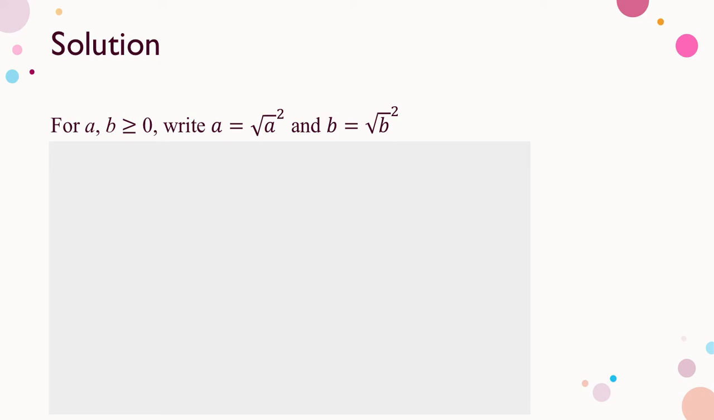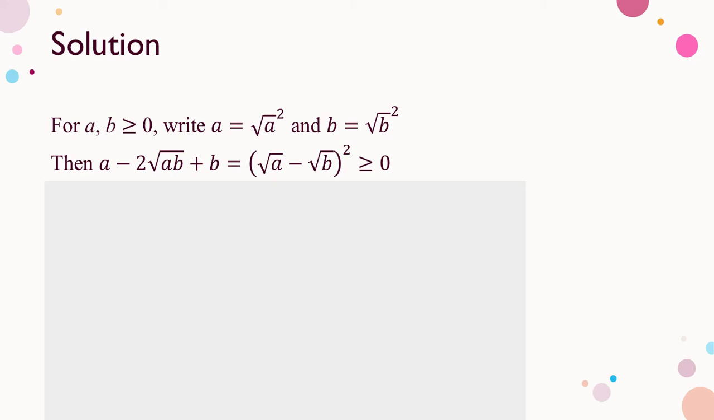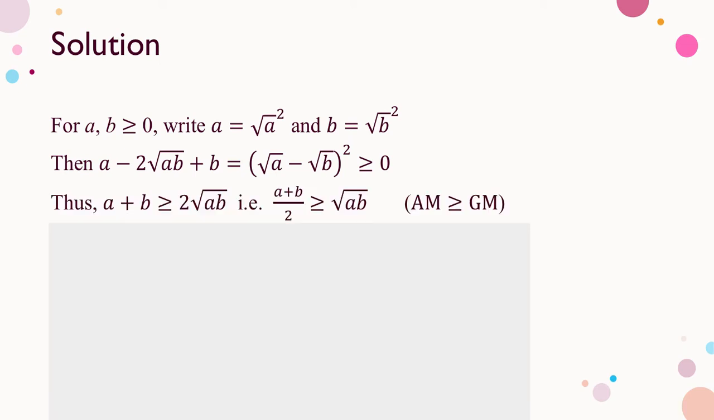For a, b non-negative numbers, we can rewrite a as the square of root a. Similarly, for b, arrange the terms so that it gives a perfect square, which is non-negative. Rearrange the terms and we get the AM is greater than or equal to GM. The first part is done.